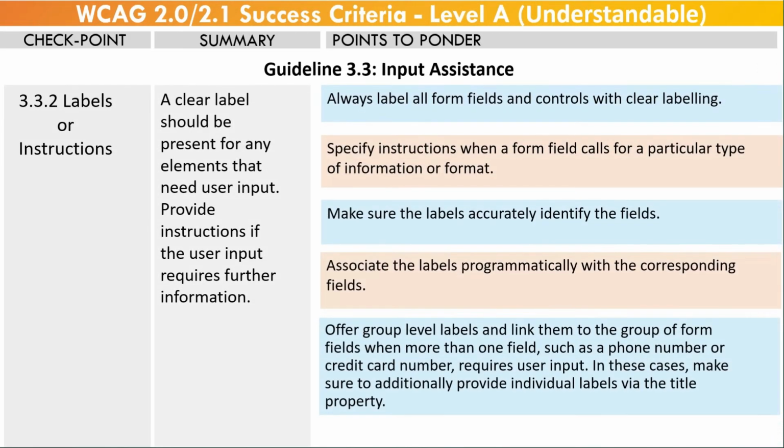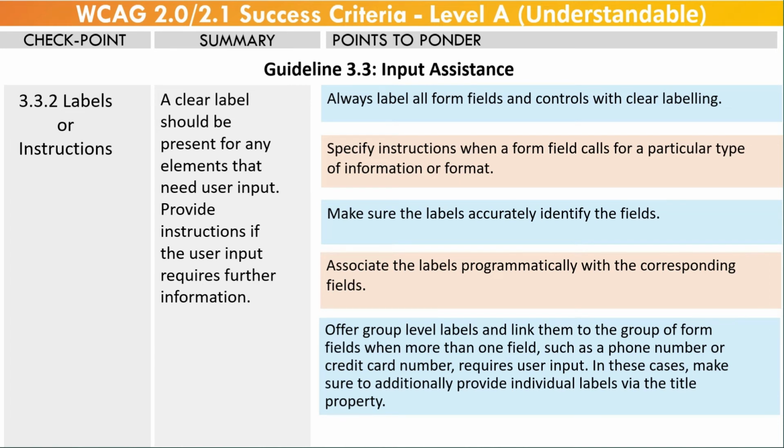3.3.2 Labels or Instructions. A clear label should be present for any elements that need user input. Provide instructions if the user input requires further information. Always label all form fields and controls with clear labeling. Specify instructions when a form field calls for a particular type of information or format. Make sure the labels accurately identify the fields. Associate the labels programmatically with the corresponding fields.